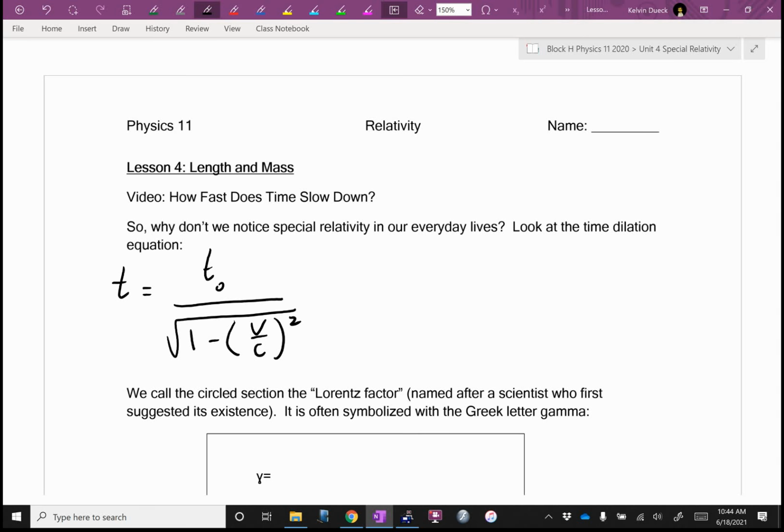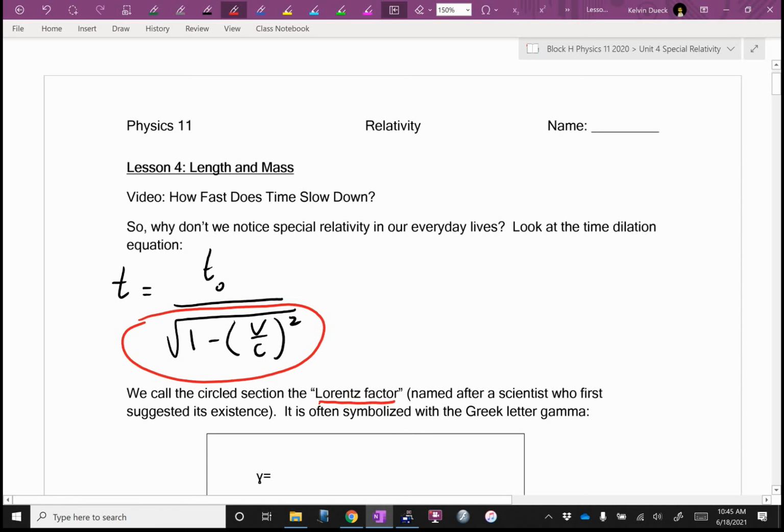I know it's on your green sheet, but we're going to dissect it just a little bit more. Jaden, what I'd like you to do is circle the bottom part. I'll do it in red so you can see it a bit better. Circle the square root term. Ronan, that square root term, the square root of 1 minus V over C all squared, has a special name. We call it the Lorentz factor.